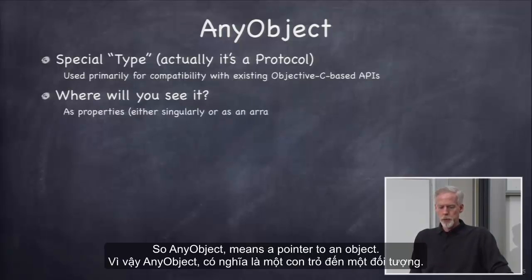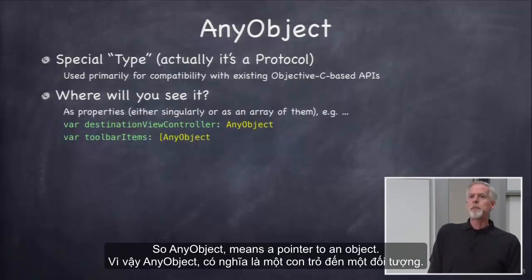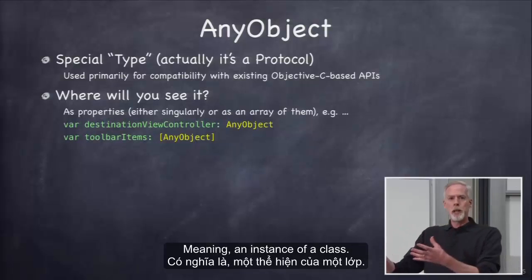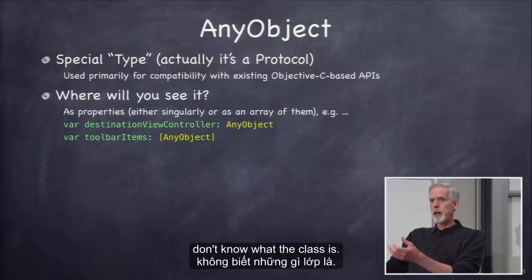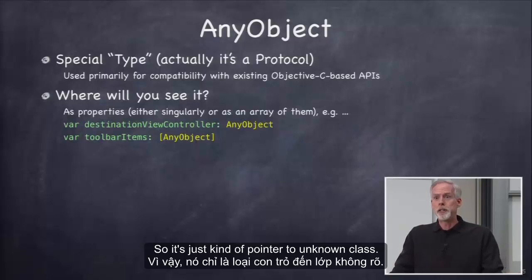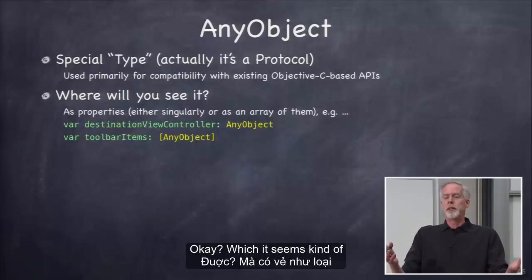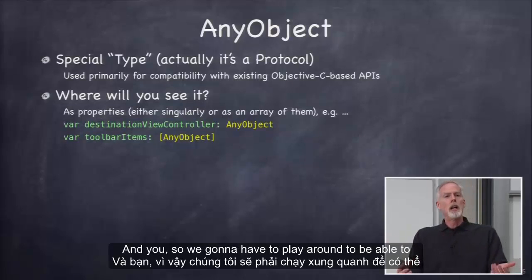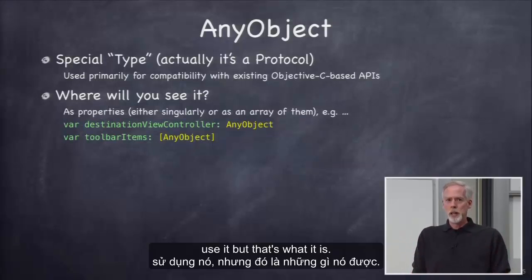All right, so what is AnyObject, and where will you see it? AnyObject means a pointer to an object, meaning an instance of a class, that you don't know what the class is. So it's just a pointer to an unknown class, which seems kind of weird, and it is kind of weird. So we're going to have to play around to be able to use it. But that's what it is.